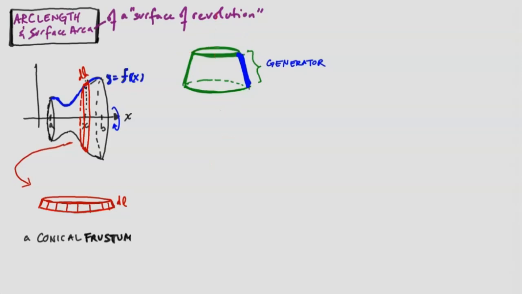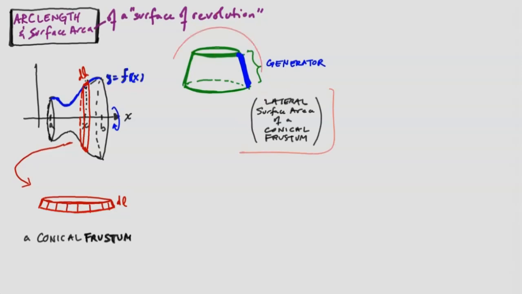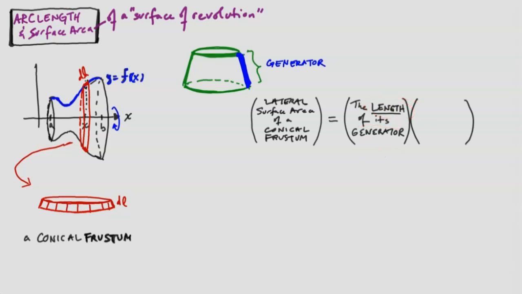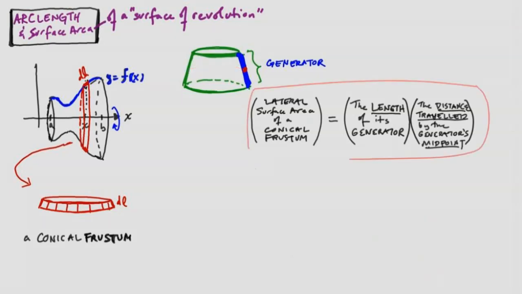Now, it turns out that the lateral surface area of a conical frustum is a product of two things having to do with the generator. The surface area we seek turns out to be the product of the length of its generator, which is also sometimes called the slant height of the frustum, and the distance traveled by the generator's midpoint, which I'll indicate with a little red dot. By distance traveled, I mean the circumference of the circle that the midpoint traces out as the generator revolves around the axis.